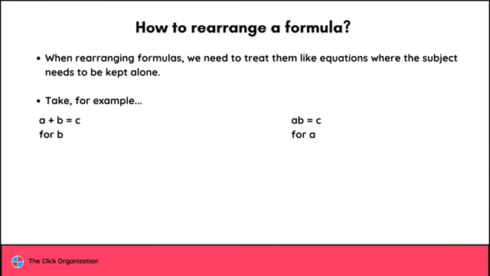So with that, how do we rearrange a formula? When rearranging a formula, we need to treat them like equations where the subject needs to be kept alone, so you may actually see a lot of similarities to how we treat and solve equations. Let's take the equations for example.